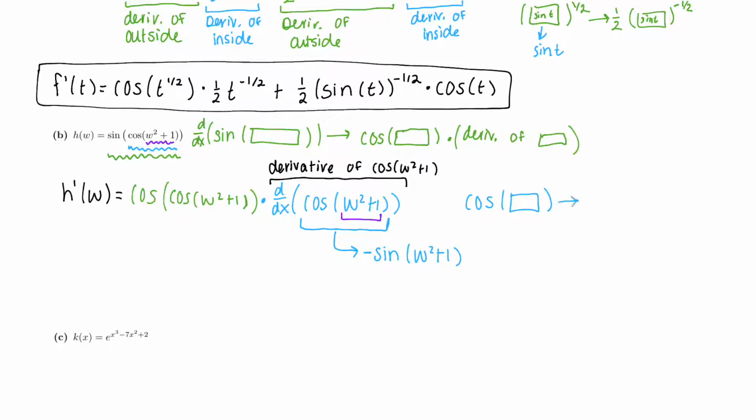the derivative of that is going to end up being negative sine. The stuff on the inside remains the same, and then you multiply by the derivative of that stuff on the inside. So multiplied by the derivative of w squared plus 1, which is 2w.